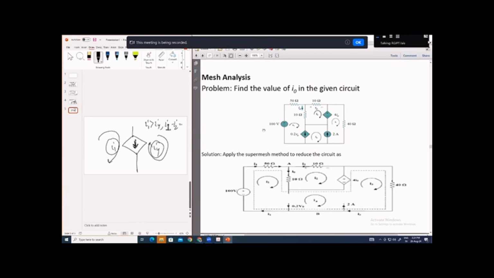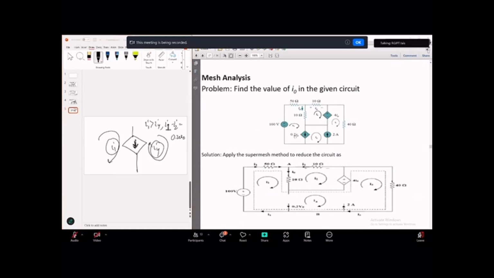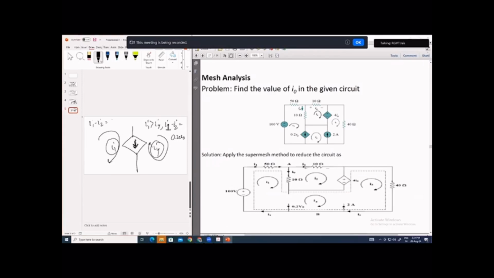minus I2 will be equal to 0.2 V0, the net current. Now V0, from this what you are getting, I1 minus I2 will be 0.2 V0. Now V0 is shown in the circuit. V0 is a voltage in some other part of the circuit. V0 is the voltage across this 10 ohm, and the direction is also given. This side is plus, this side is minus.